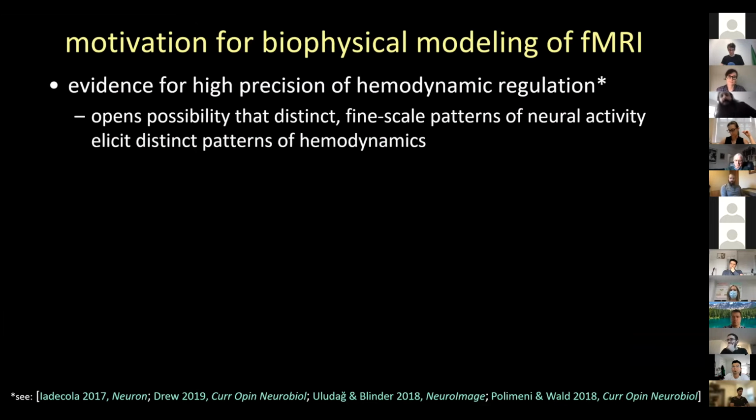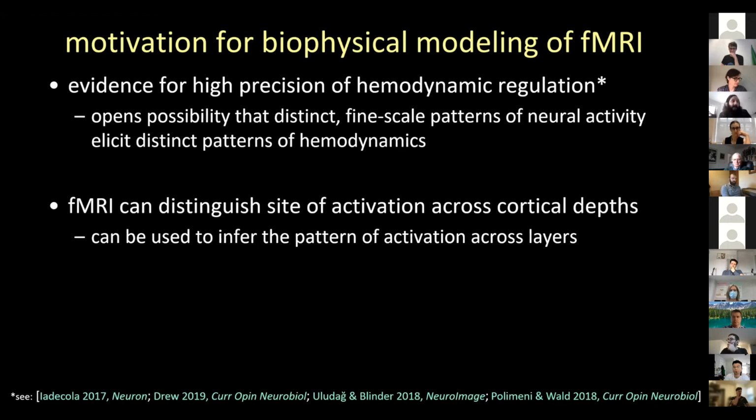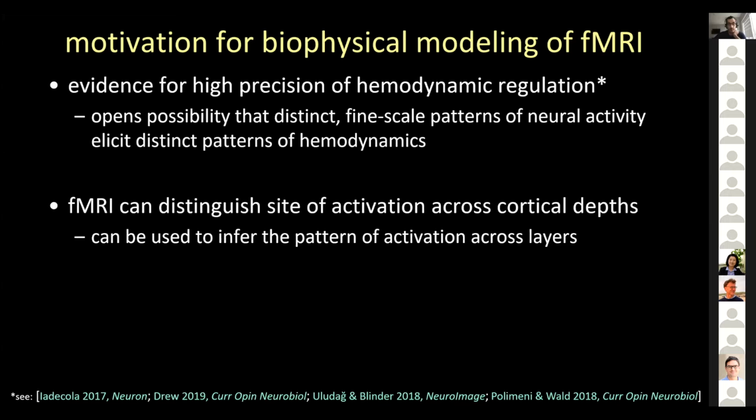Okay, great. So the premise of this work is that, as this group I think knows well, there's mounting evidence, much of which is from our friends in optical imaging, for perhaps surprisingly high precision hemodynamic regulation in the brain. This opens possibilities that distinct fine-scale patterns of neural activity can elicit distinct patterns of hemodynamics. We've seen many times now that fMRI can distinguish the site of activation across cortical depths, which can be used to infer the pattern of activation across layers.